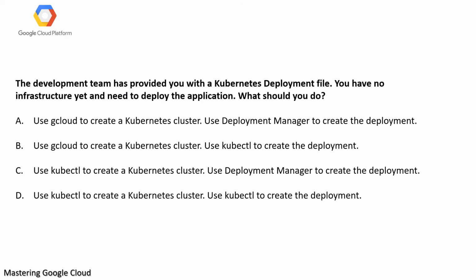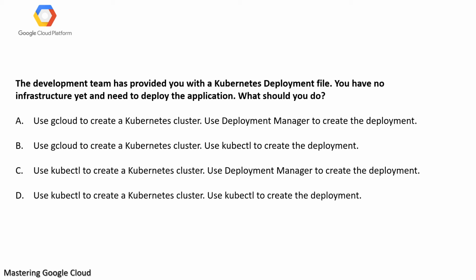In this question, the development team has provided you with the Kubernetes deployment file. You have no infrastructure yet and need to deploy the application. What should you do? You have four choices. In the first choice, use gcloud to create Kubernetes cluster and deployment manager to create the deployment. In option B, you use gcloud to create Kubernetes cluster and use kubectl to create the deployment. We have just read that we use gcloud to create the Kubernetes cluster and kubectl to create the deployment, and B looks like the right choice.